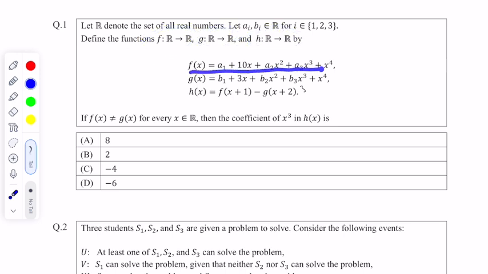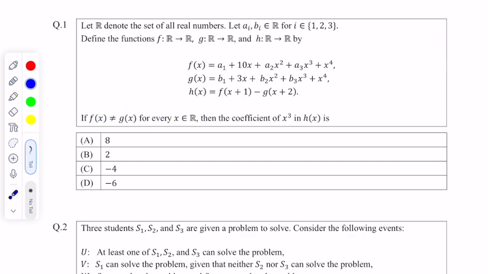f of x is given as this function, that is a1 plus 10x plus a2x square plus a3x cube and x power 4. g of x is b1, 3x, b2x square, b3x cube, x power 4. And h of x is f of x plus 1 minus g of x plus 2. So we have all this over here. Now it's given that f of x is not equal to g of x for every x.